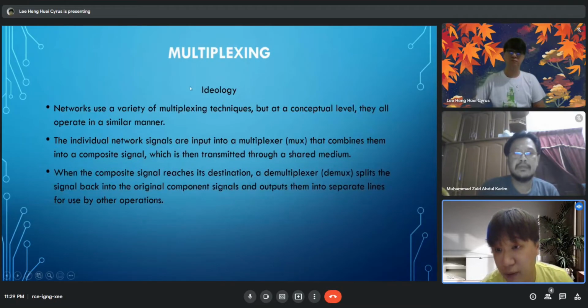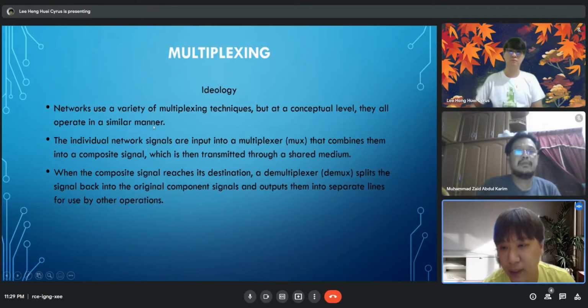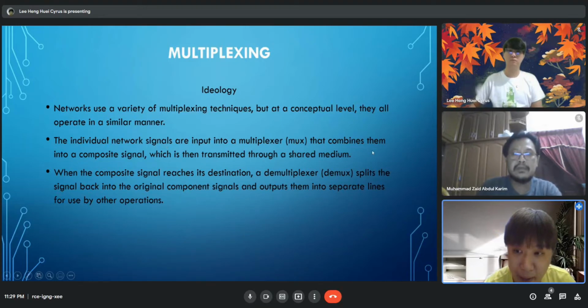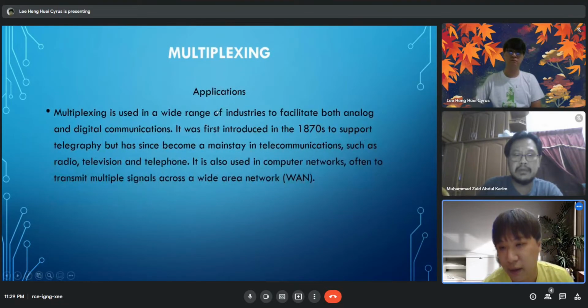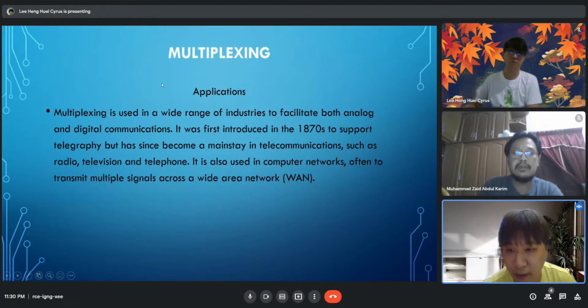Okay, the ideology of multiplexing: networks use a variety of multiplexing techniques, but at the conceptual level they all operate in a similar manner. The individual network signals are input into a multiplexer, MUX, that combines them into a composite signal, which is then transmitted through a shared medium. When the composite signal reaches its destination, a demultiplexer splits the signal back into the original component signals and outputs them into separate lines for use by other operations. Next.